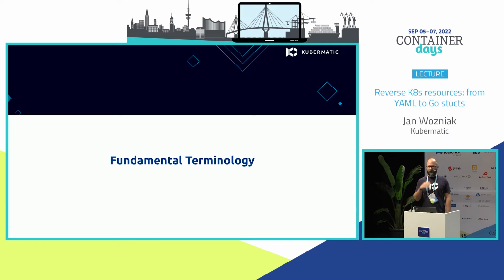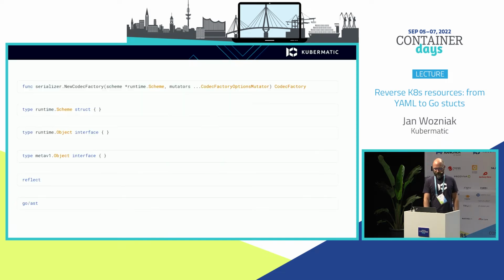Before we dive into the algorithm itself, I would like to remind us a little bit about some fundamental terminology that I'm going to be using for the rest of the presentation. These are the building blocks of reverse kube resource: codec factory from API machinery, runtime schema, runtime object, meta v1 object, and then core Go packages, reflection, and Go AST. I won't go too much into details, just give a reminder to everyone who maybe is not using them on a daily basis.